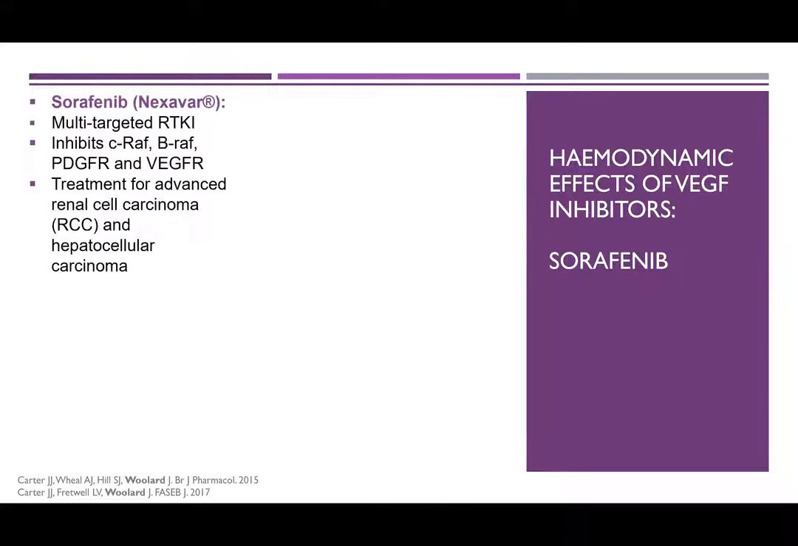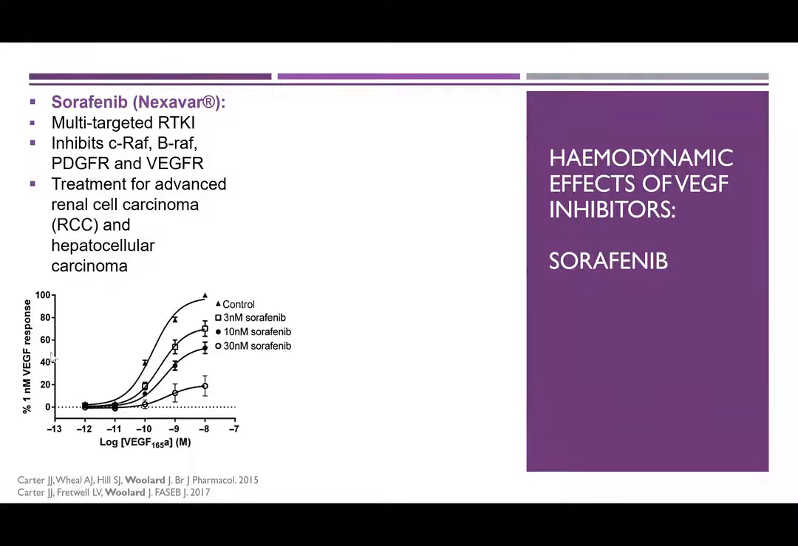So we then ran another study looking at a different anti-VEGF drug. So this is sorafenib or Nexavar, which is clinically available. Again, it's multi-targeted, as are most of the anti-VEGF therapies used for cancer treatment. And it's currently used in the treatment of advanced renal cell carcinoma and hepatocellular carcinoma. So Joe very kindly did the same in vitro style assay. Again, it's an NFAT reporter gene assay. And with increasing concentrations of sorafenib, hopefully, again, you're convinced that there was a dampening of that VEGF response.